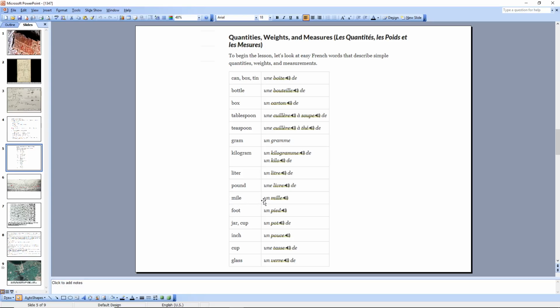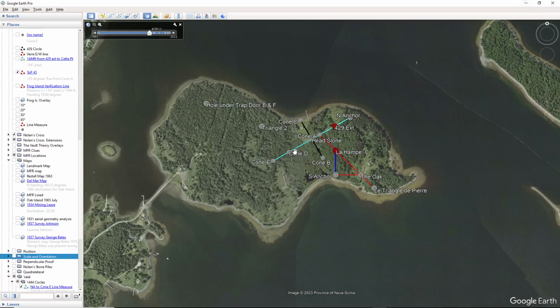And Olivier from Oak Island Research was looking into that because the way he read it, and he's a French national, he thought it meant a mile because that's the way you would write a mile. A mile is written un mille. Same with a foot, un pied, and same with an inch, un pouce. So the fact is that it may be that this is supposed to be a unit of measure that is going to be used.